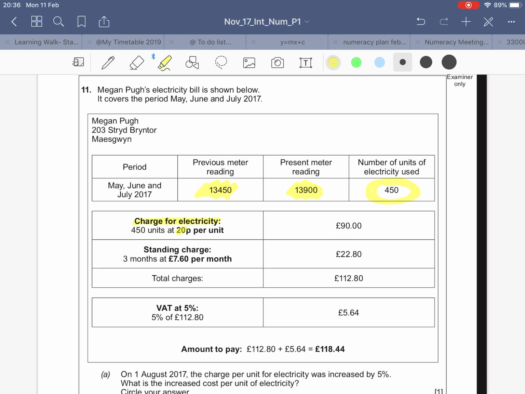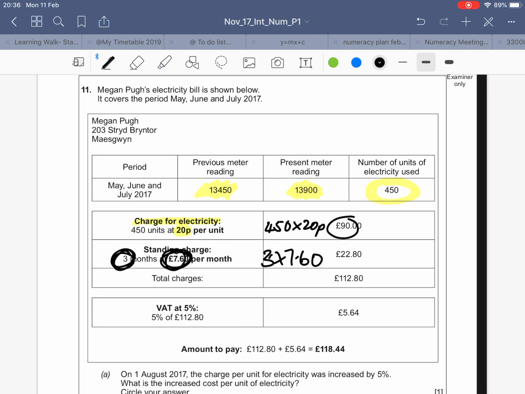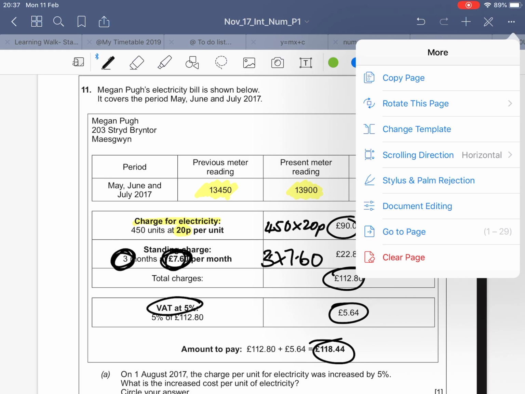Charge for electricity is done in pence for every unit. So for 450 units, they've done 450 times 20p and then turned it into pounds. Standing charge is for a number of months and it's a price per month. So that's 3 of those. And the total then has 5% added on to get the grand total for the bill. So there's quite a lot of maths involved.